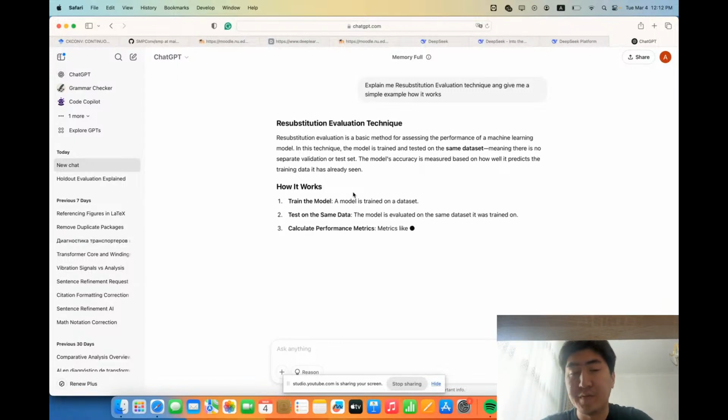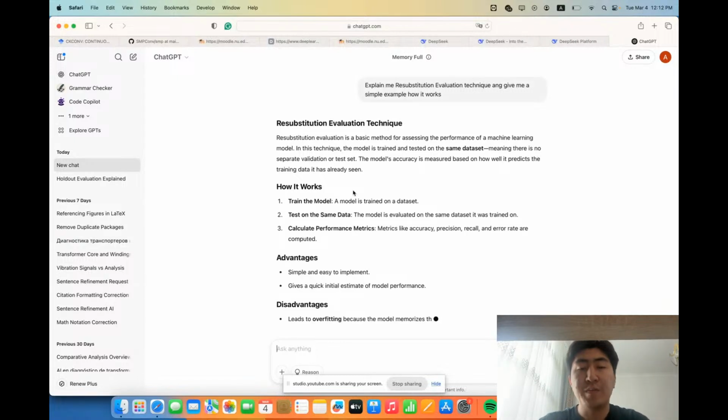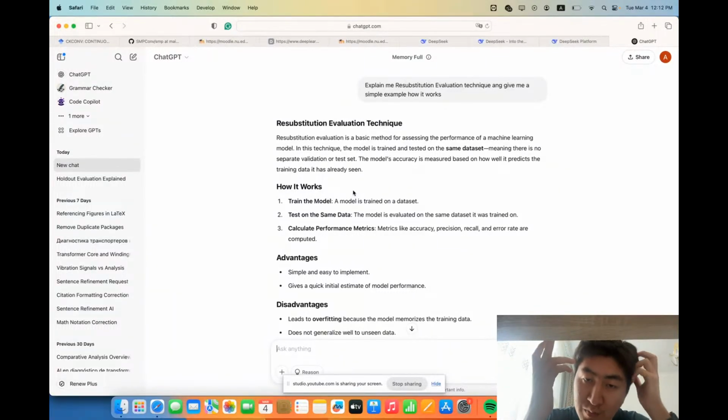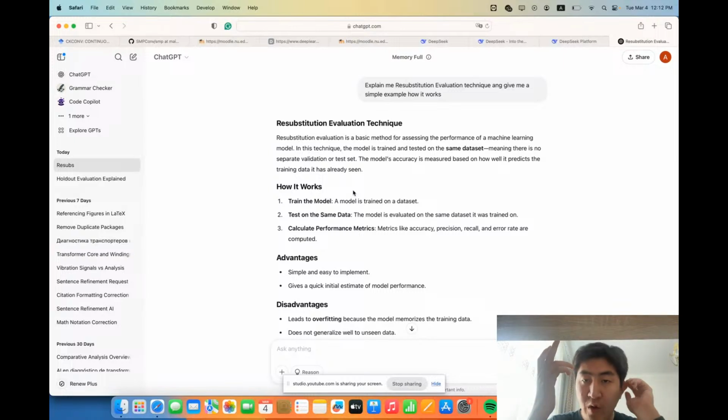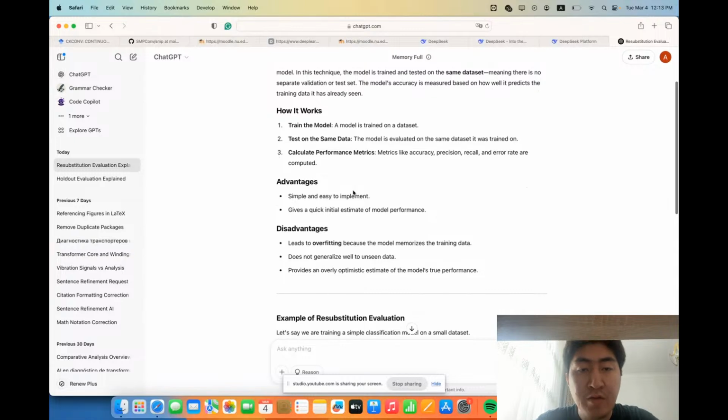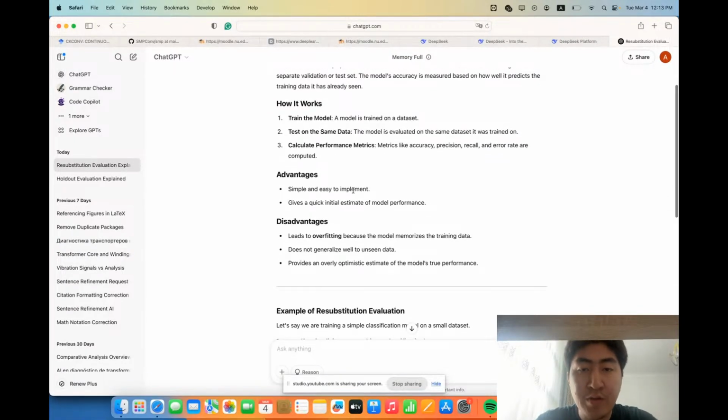So what does ChatGPT give us? Resubstitution evaluation is a basic method for assessing the performance of a machine learning model. In this technique, the model is trained and tested on the same data set, meaning that there is no separate validation or test set. The model's accuracy is measured based on how well it predicts the training data it has already seen. Train the model on the dataset, and the model is validated on the same dataset it was trained on. Then calculate the performance metrics, such as accuracy and precision.